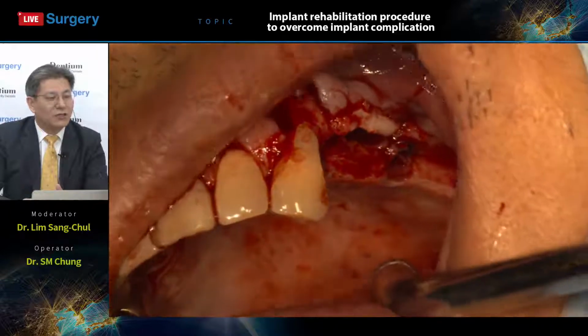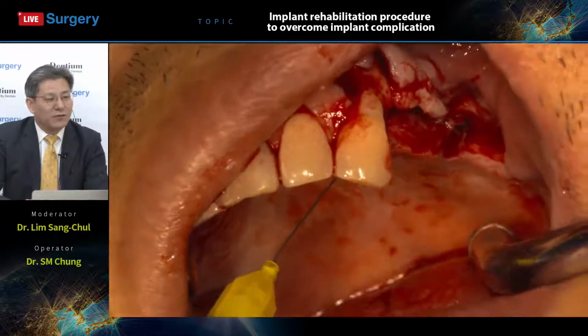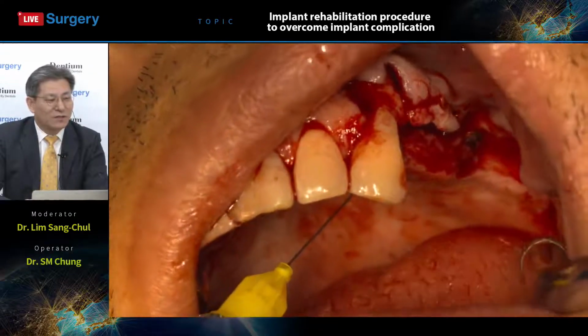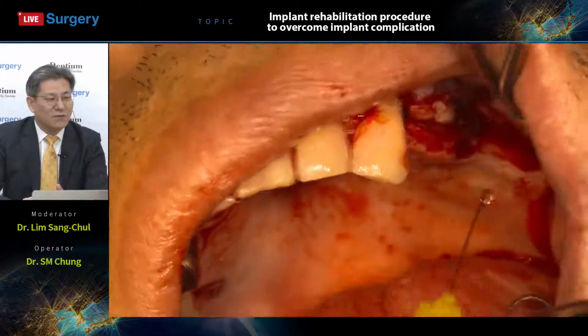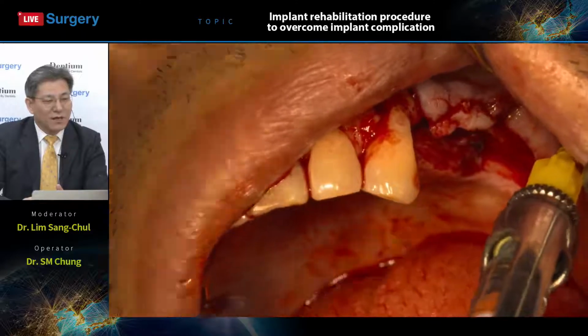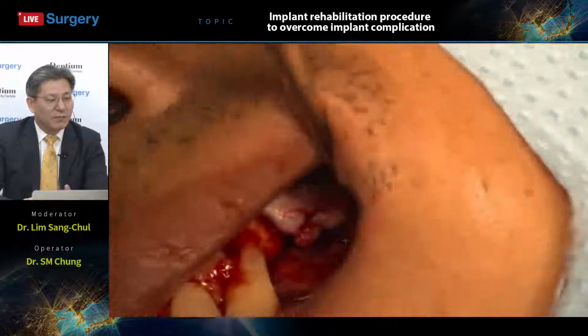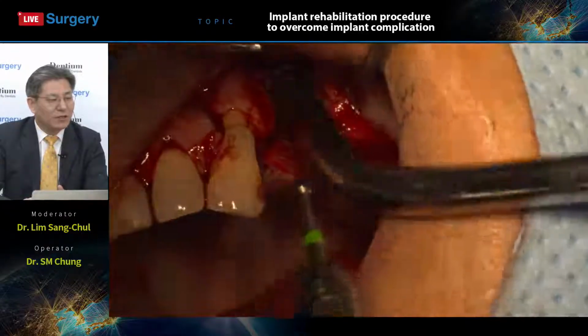I think he should skip this number 24 area for implant placement because of the big defect. It is impossible to get the initial stability. So I think he should skip placement of number 24 area.